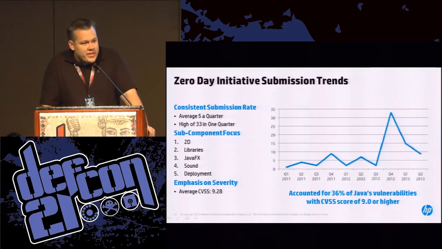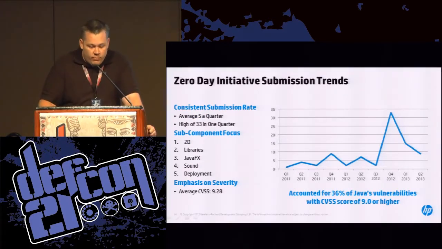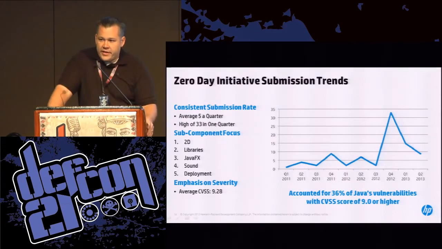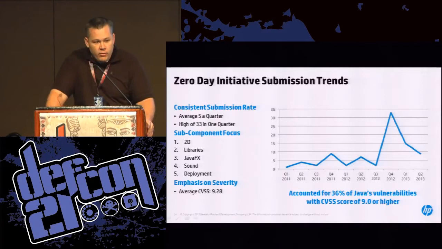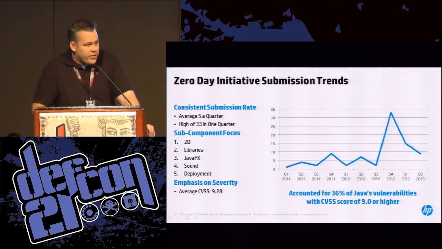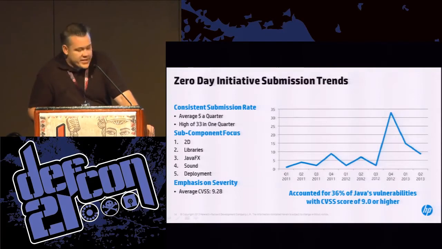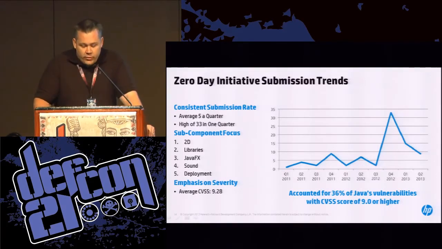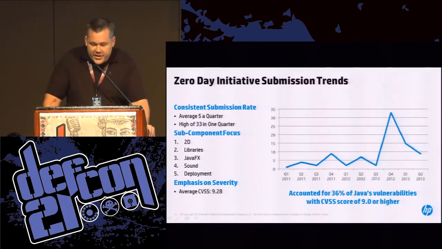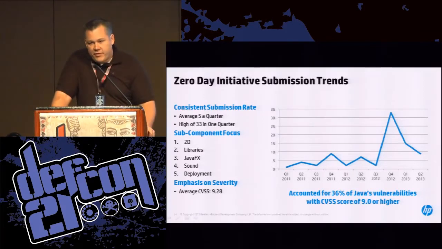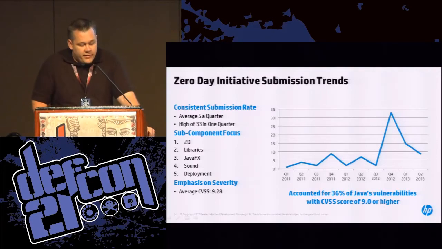If we tie that with the Zero Day Initiative submissions, we start to see some interesting stuff. We see that on average the Zero Day Initiative is receiving about 5 Java 0-days every quarter, with a high of 33 in one quarter, thanks to Ben Murphy and Vitaly, for the highest count submitted to our program in one quarter. Our researchers actually account for 36% of Java vulnerabilities with a CVSS score of 9 or higher, and that's a lot of vulnerabilities being patched.